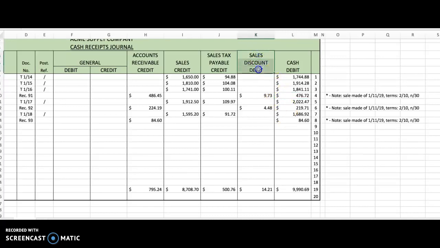So the sales discount debit will eventually reduce the sales. That account is a contra account. You may recognize that term from last semester. It reduces the sales because we gave him a discount. We did that because we'd like to get the money early, and this was the incentive that got him to pay us early. So we took a little less, but we got the money early. So we can now use it to put in the bank to earn interest or to pay our bills.